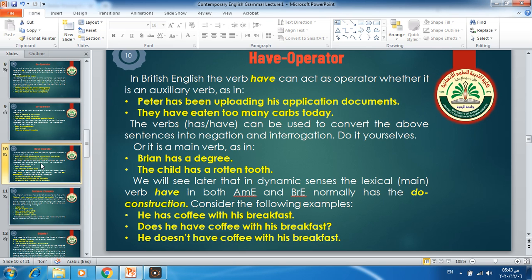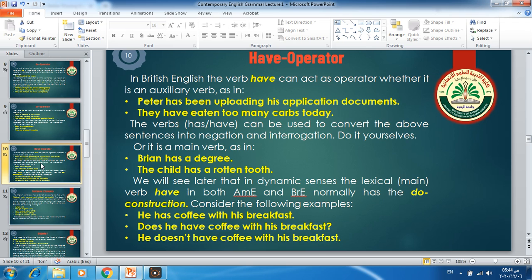When the verb have or has is used as a main verb, it can sometimes also be used to perform operations on the sentence. Like, for example, Brian has a degree. So we can say Brian hasn't a degree. Has Brian a degree? The child has a rotten tooth. The child hasn't a rotten tooth. Has the child a rotten tooth?